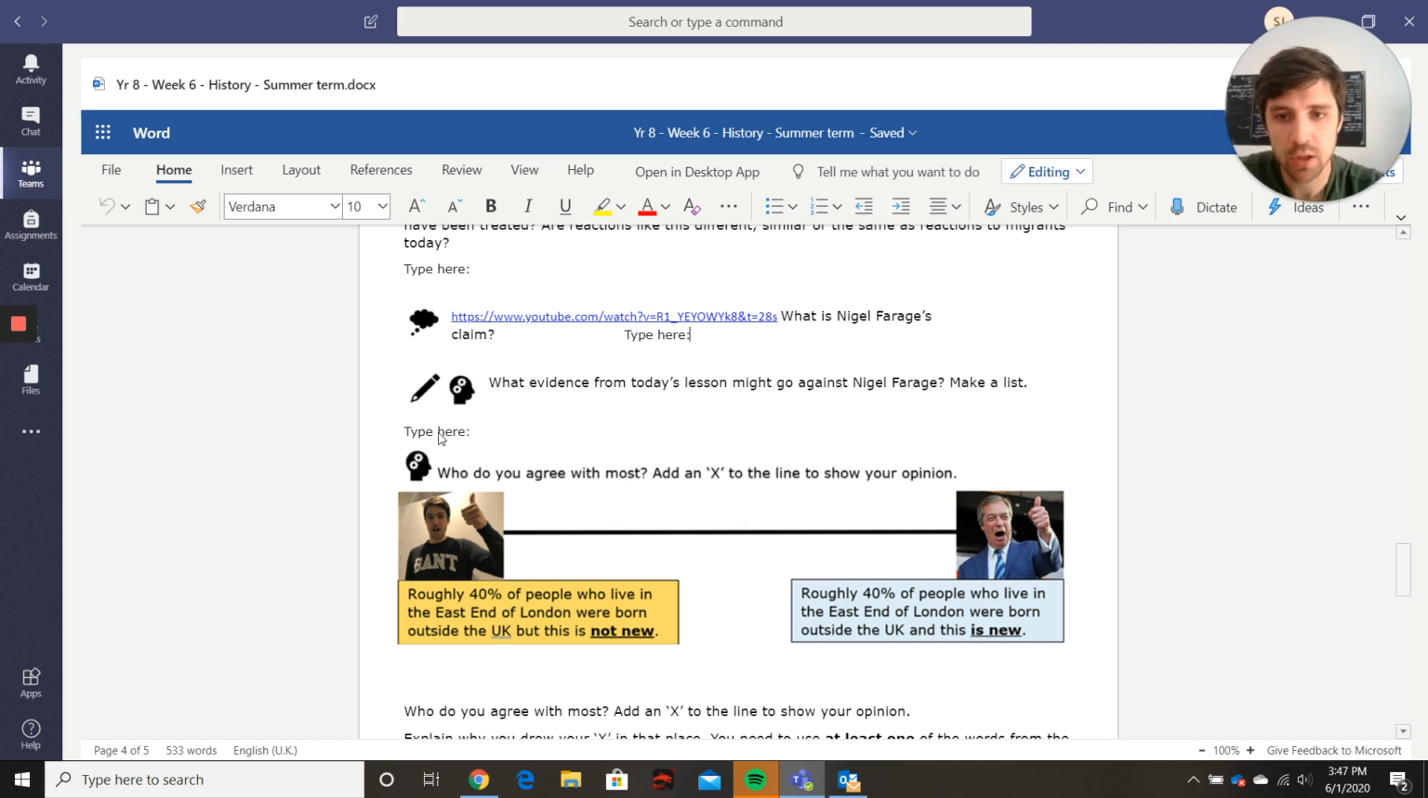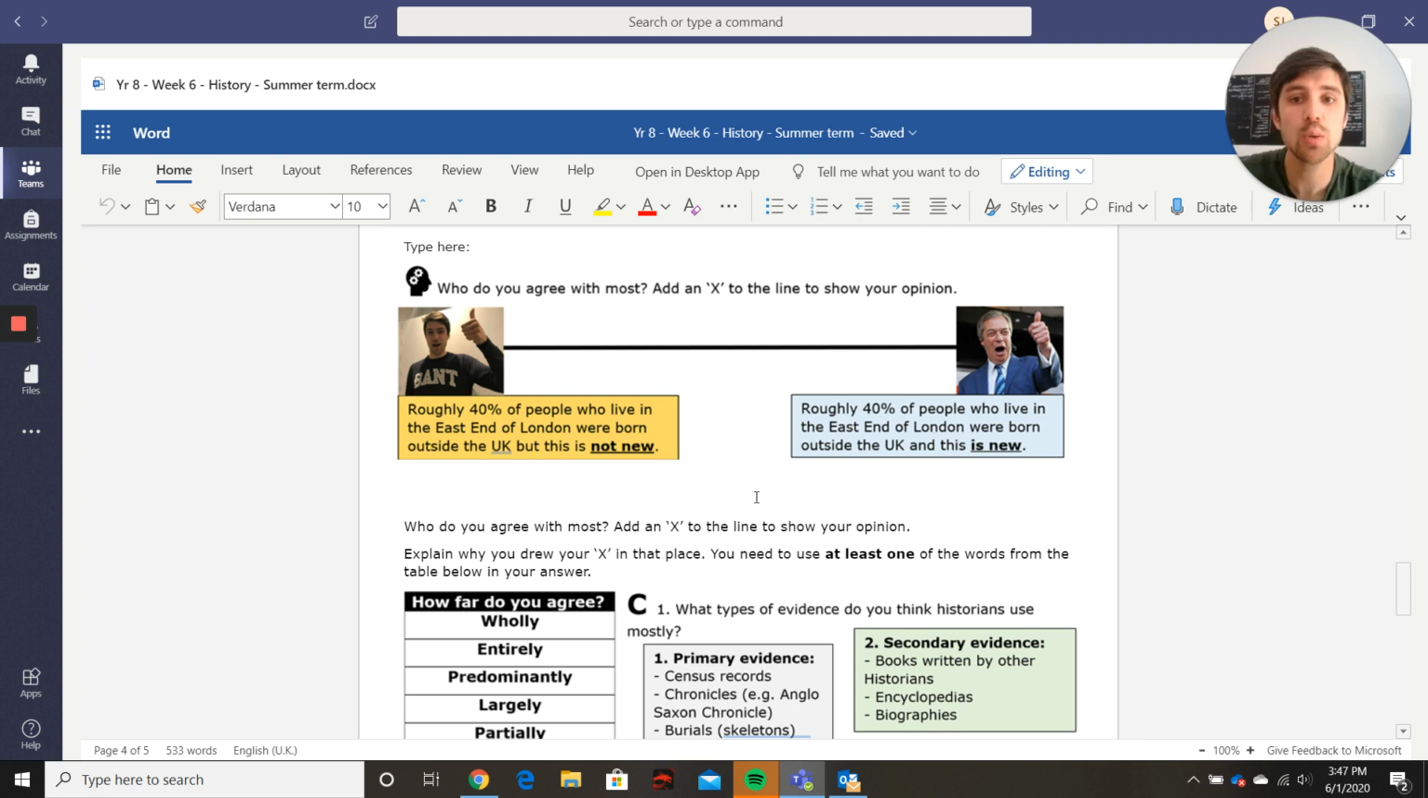Once you've done that, you're going to need to decide who you agree with most. My claim that roughly 40% of the people who live in the East End of London were born outside the UK, but that this is not new. Or Nigel Farage's claim that, yeah, there's a large percentage of people living in the East End of London born outside the UK, but this is new. Myself, I say it is not new. Nigel Farage says this migration is new. You need to decide who is correct.